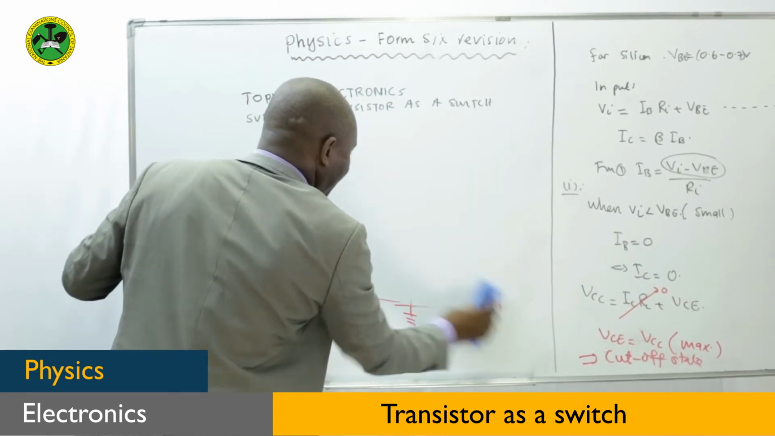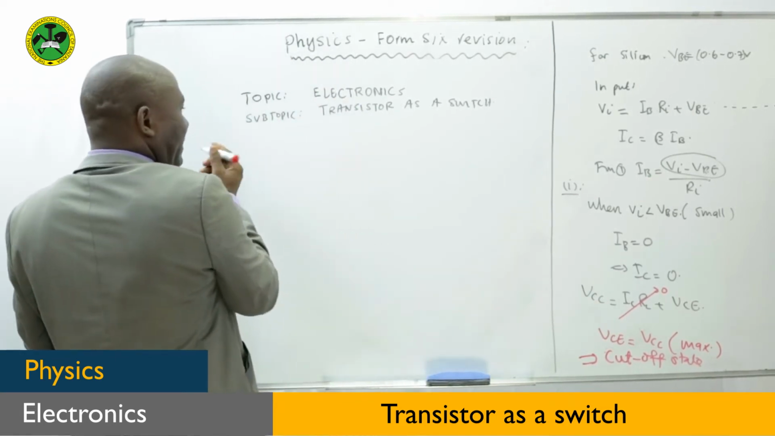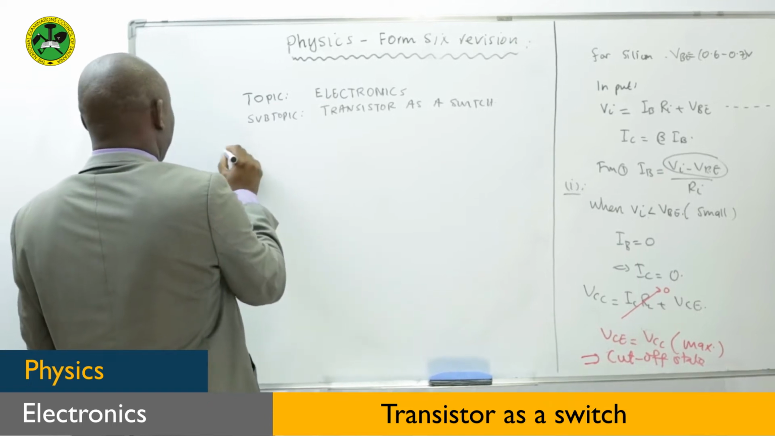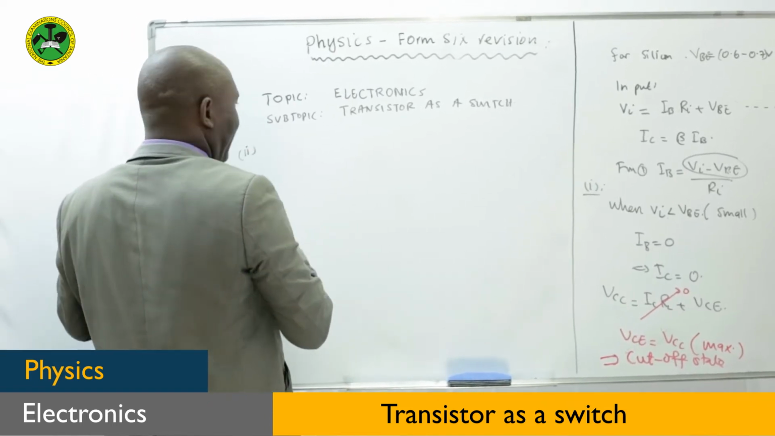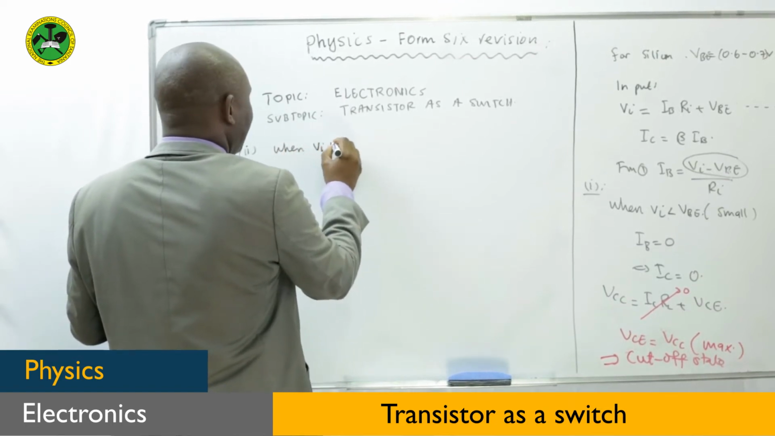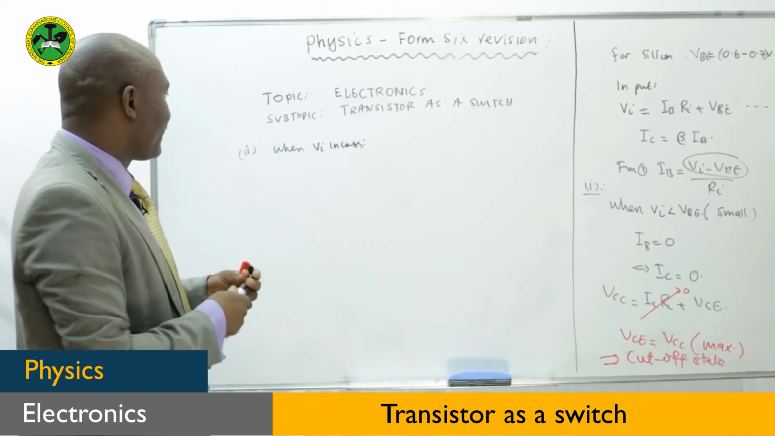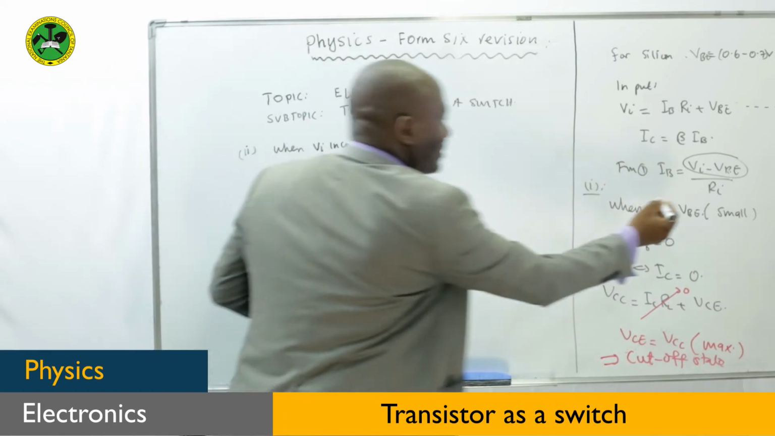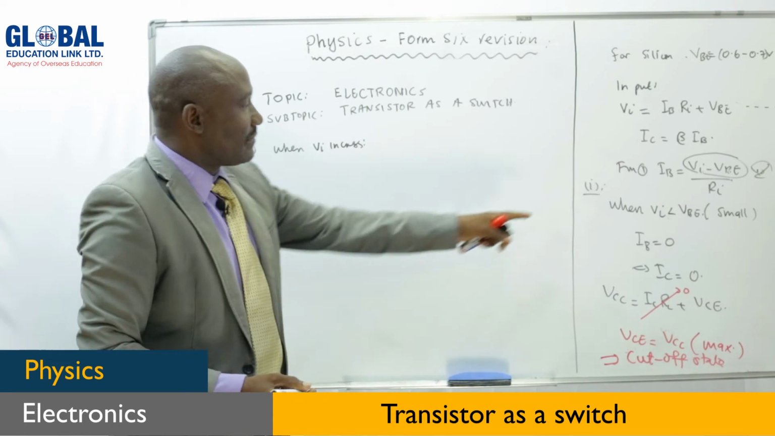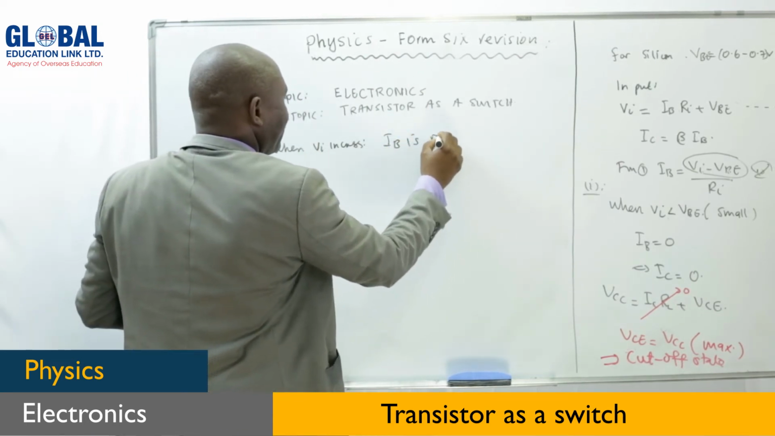Part B, let's go to the second part of it. What happens now? The second case: what happens when VI increases? If it increases, it means that from this equation here, the base current will be produced. So IB is produced.